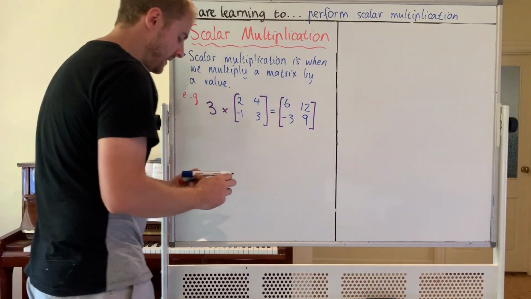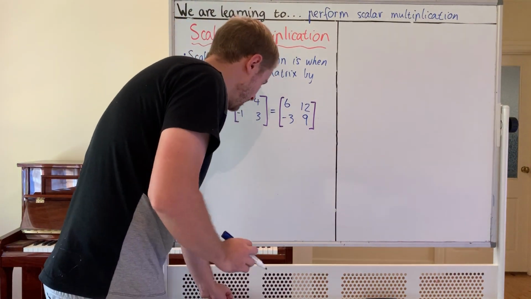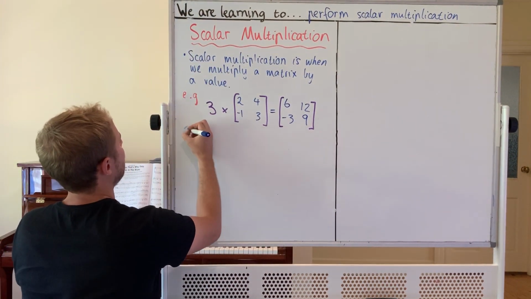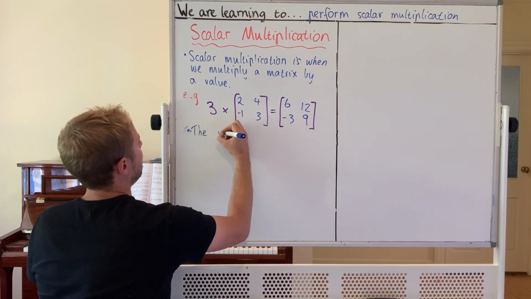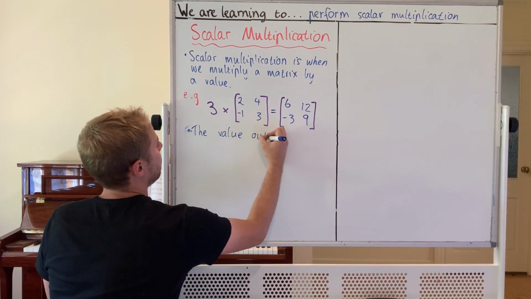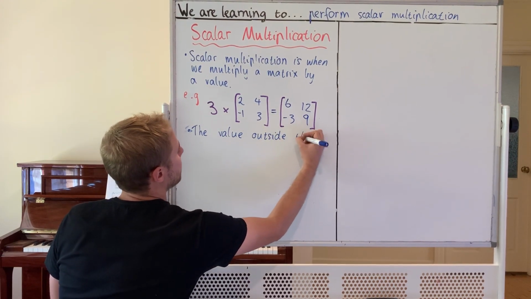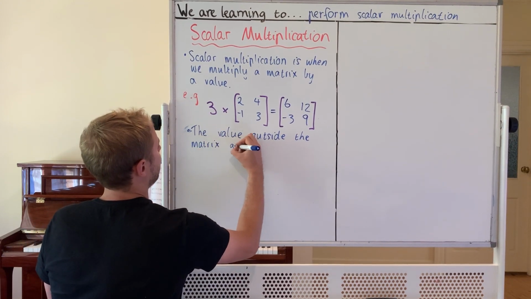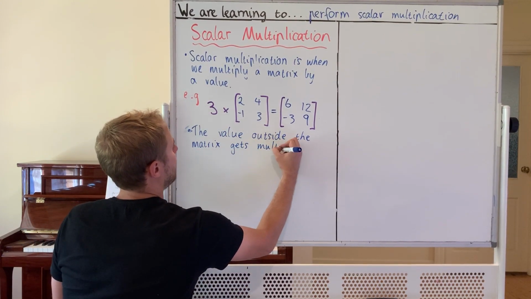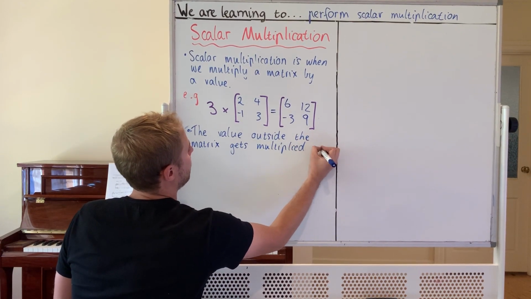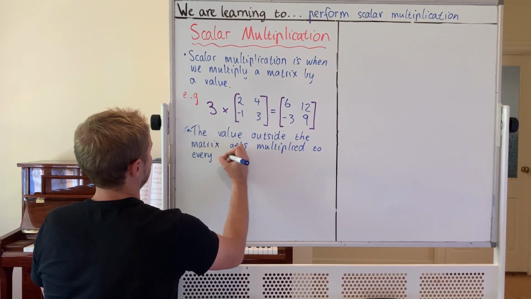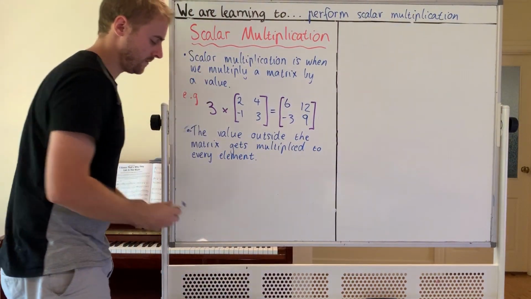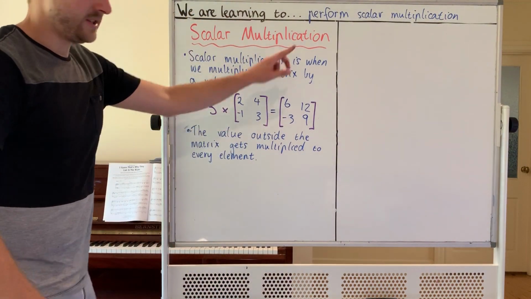It can get a little bit more tricky than that. I will just make a note about what I said there. The value outside the matrix gets multiplied to everything inside the matrix. I'm going to continue up here.